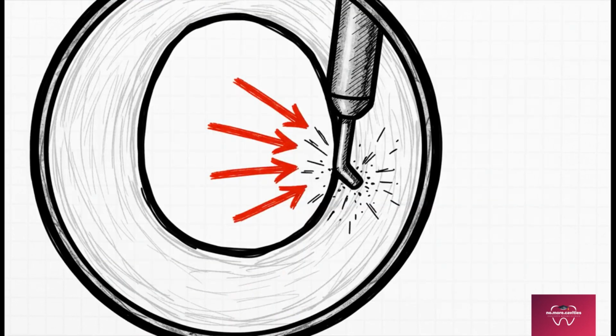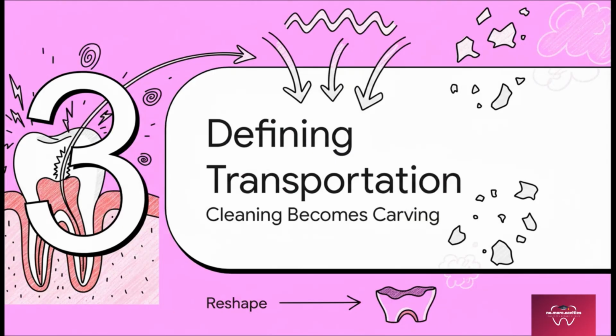So what does this memory actually do? Well, as the dentist navigates the file down into that curved canal, the file is constantly trying to straighten itself out. This creates a relentless sideways pressure, pushing the very tip of the instrument against the outside wall of the curve. This unintentional sideways pressure, this carving action, it actually has a name. In the world of endodontics, it's called transportation. And this is the moment where a procedure designed to clean can unintentionally start to reshape and damage the very structure it's trying to save.